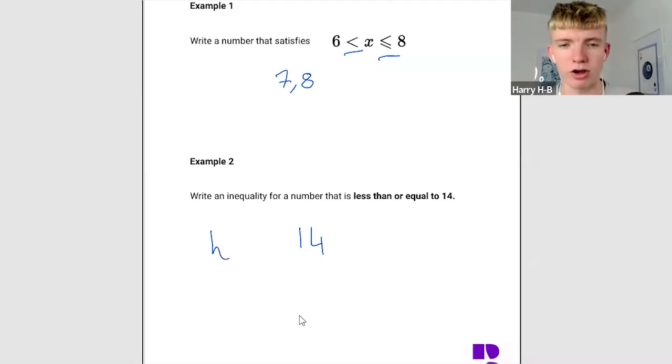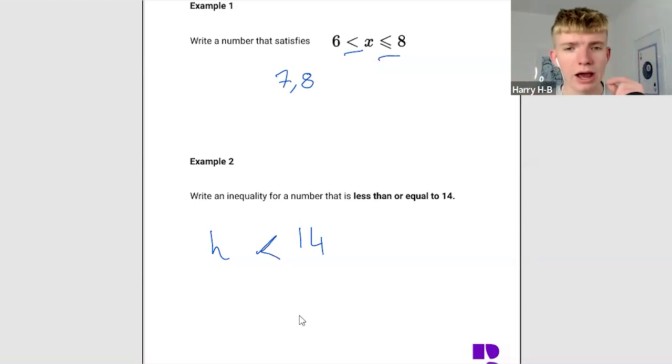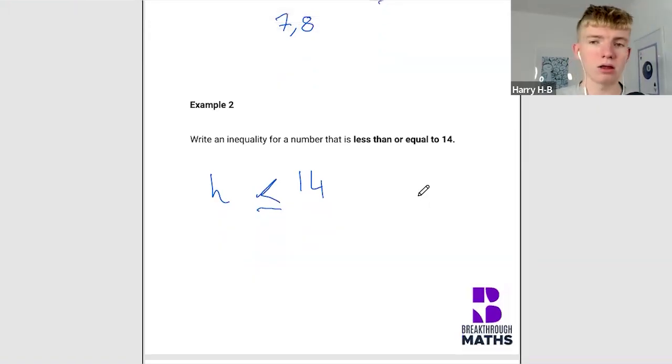We're just looking to find what sign this is going to be. So write an inequality for a number that is less than or equal to 14. 14 is going to be bigger than this number. We know that much. So therefore, the crocodile has to be facing the 14. The mouth is eating the 14, and we're also told that it's less than or equal to. So therefore, we're going to draw that line underneath, and that is our inequality. Hopefully that makes sense. If it doesn't, go back and rewatch it.